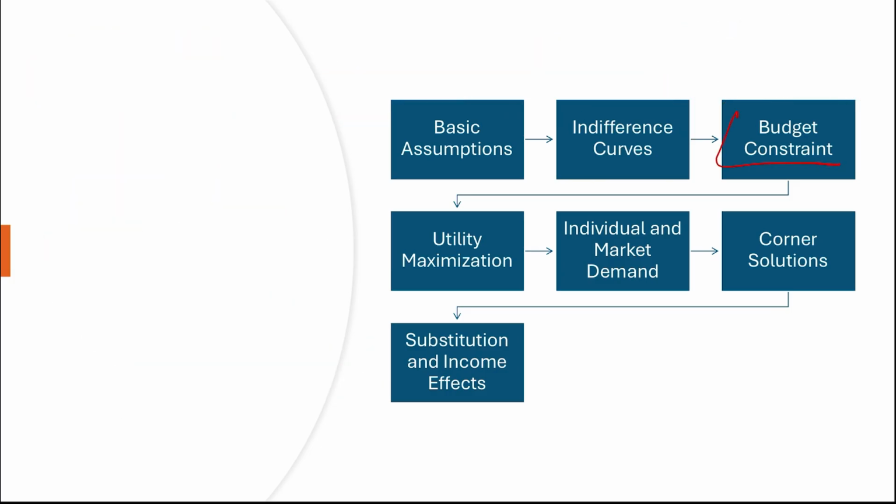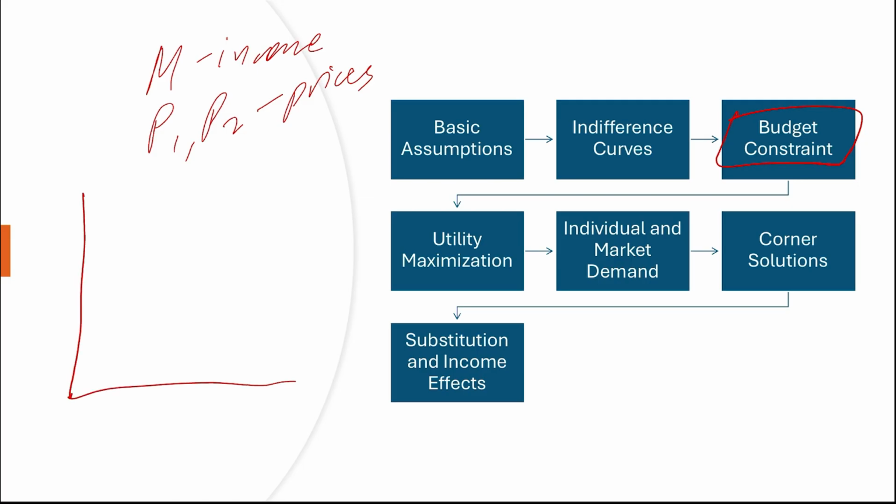All right, next we can think about our budget constraint. The basic idea here is that we have some income, and then we have prices of our two goods, call that price 1 and price 2. And so if we think about the same space of good 2 versus amounts of good 1, our budget constraint shows us what are the combinations we can afford.